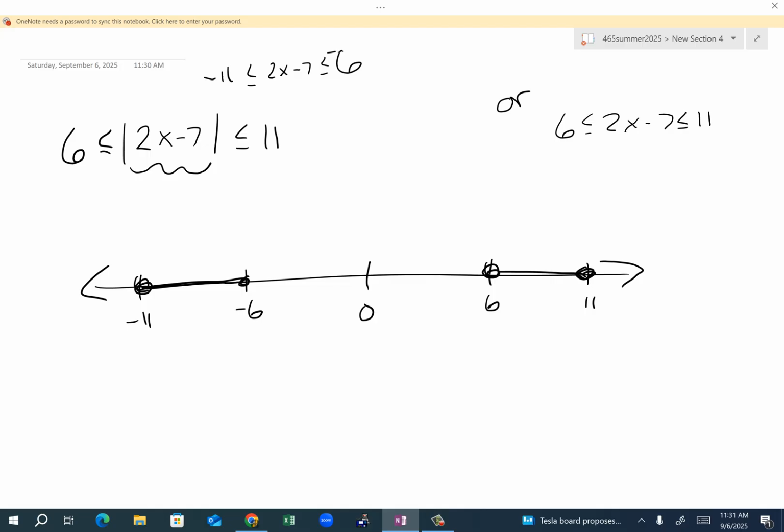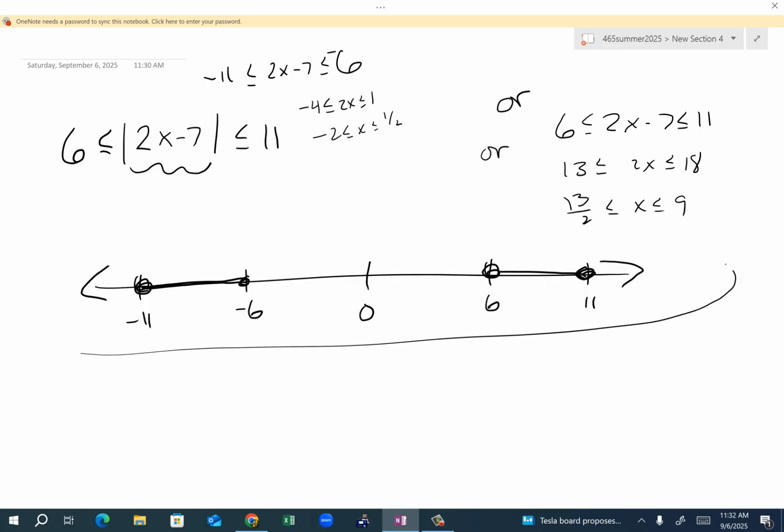That's why I like to draw pictures, because it's hard to screw up pictures. It's not impossible. If you're sufficiently talented, even you can screw up a picture. But here we go. If I plus 7 over there, I'm going to get negative 4 less than 2x less than 18. And if I divide everybody by 2, I'm going to get negative 2 less than x less than 9.